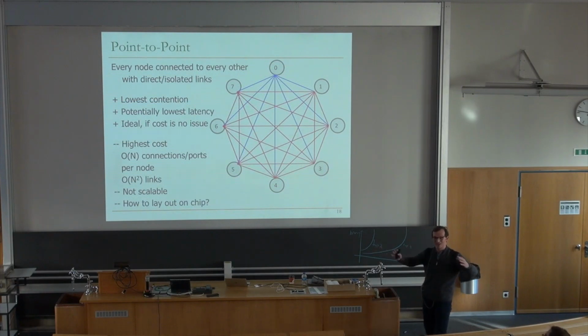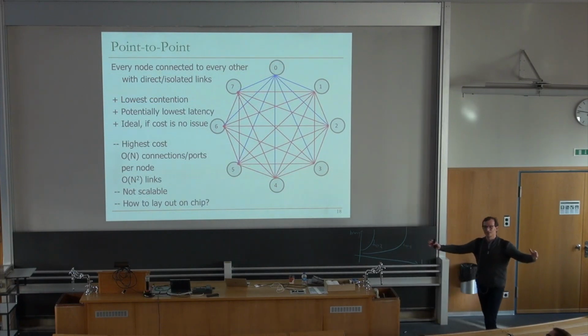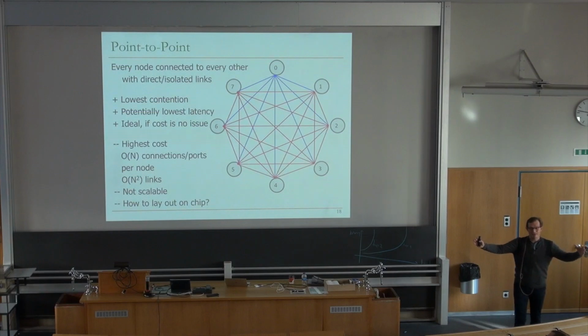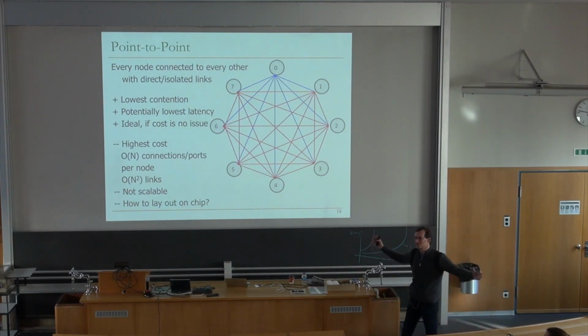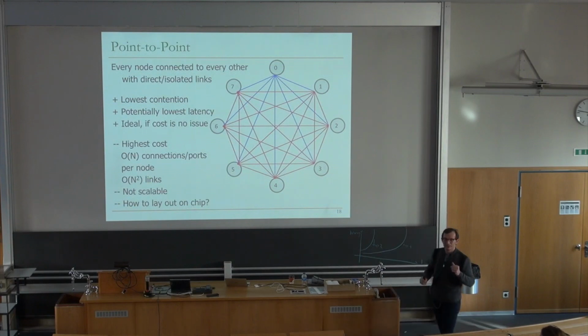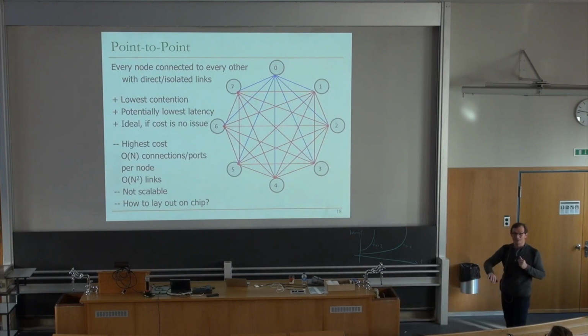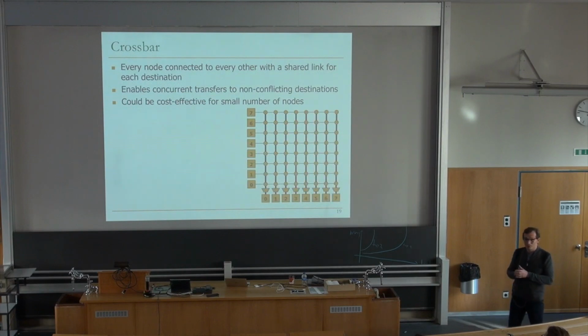Okay, so now the question is, we have the 2 endpoints, extremely simple, extremely complex, none of which are scalable. So how do we achieve scalability at reasonable cost and reasonable latency? Now we're going to explore the space that's in between the bus and the point-to-point. I'm going to start with point-to-point and make it a little bit simpler. And that's the idea of a crossbar.